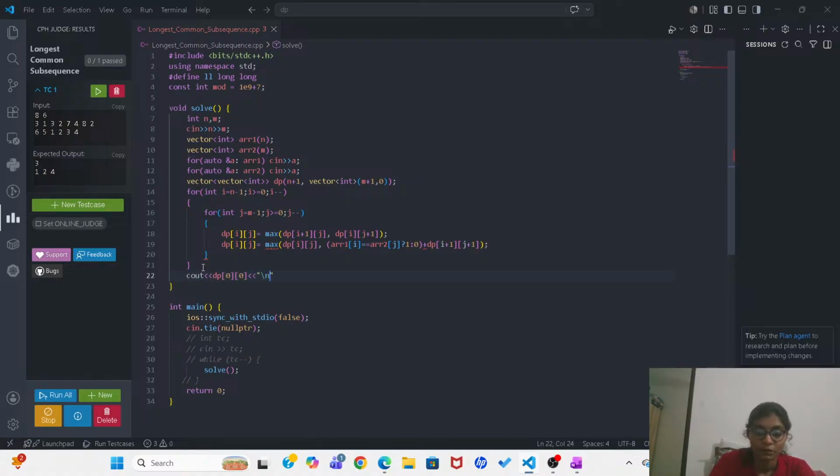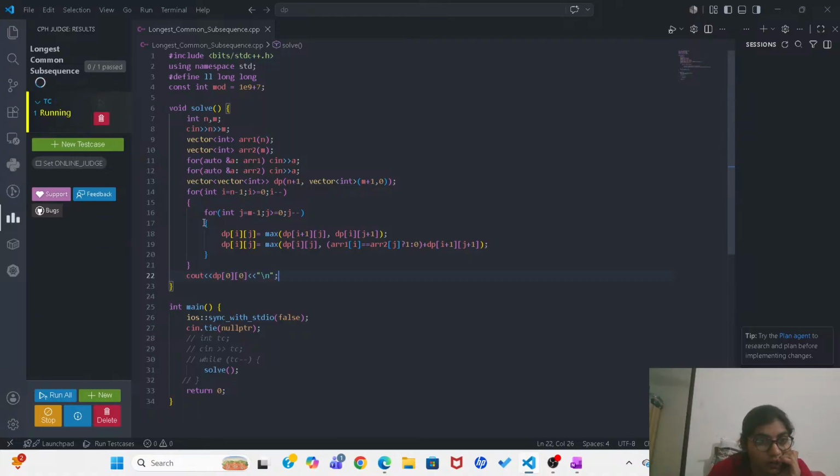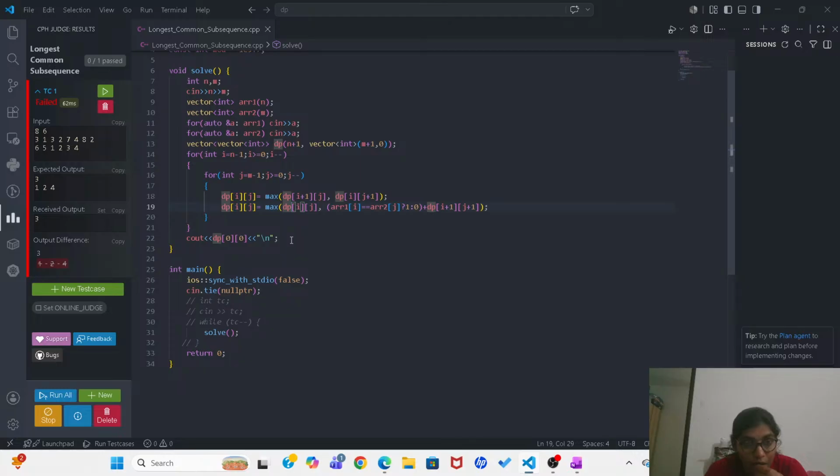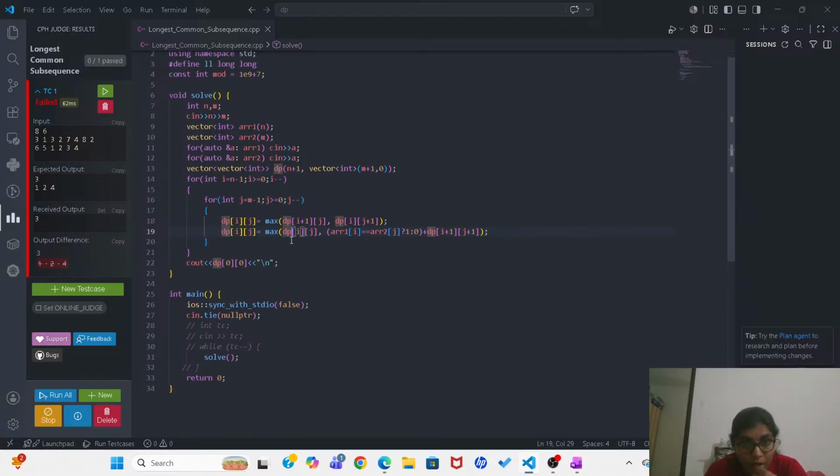Okay, let's see these. Okay, we got a different answer. Oh, okay. We had to print the longest subsequence. We don't have to see just the size, we have to print it as well. My bad. We got the size correct, but we need the longest subsequence as well.